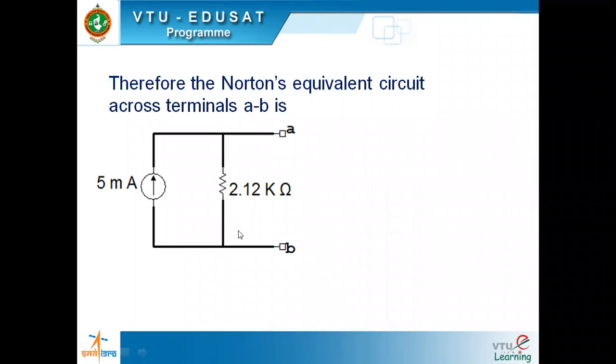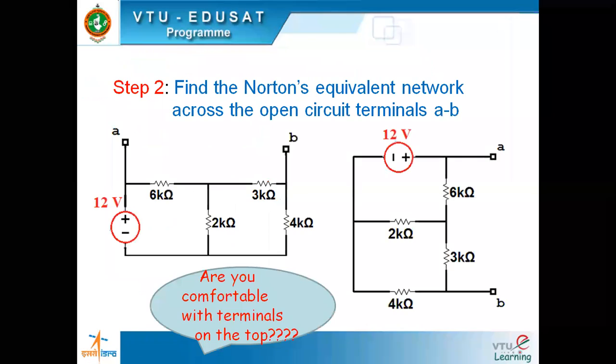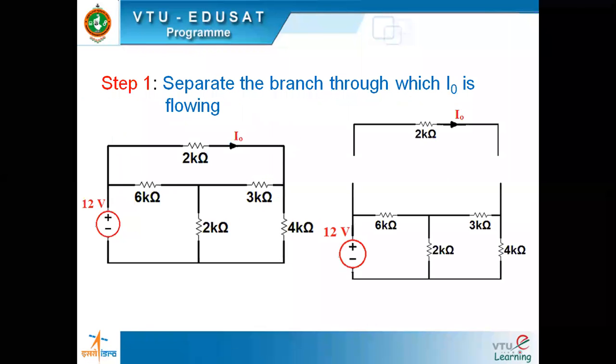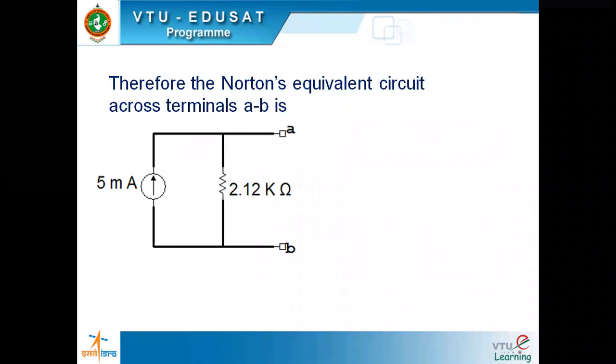But the problem does not end here, because we are asked to find out what? We are asked to find out I naught. Let's not forget that. Let me go back and show you. See, we are asked to find out I naught. We had separated this 2 kilo ohms, mind you. So this needs to be found out. In step 2, we have just found out the Norton's circuit.